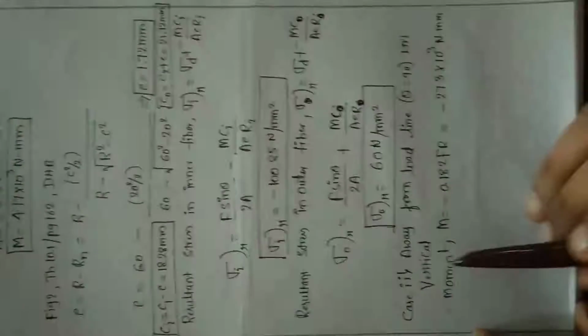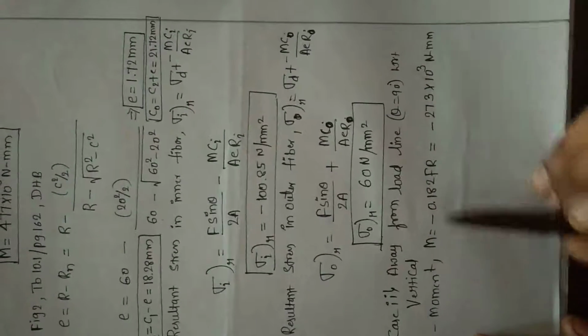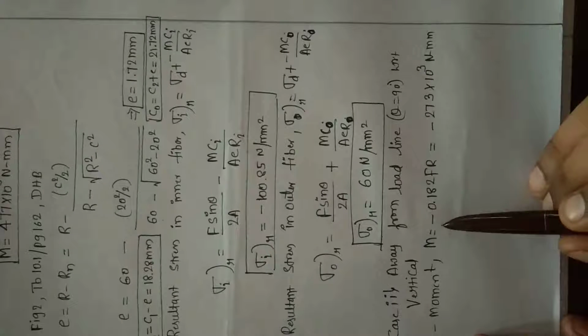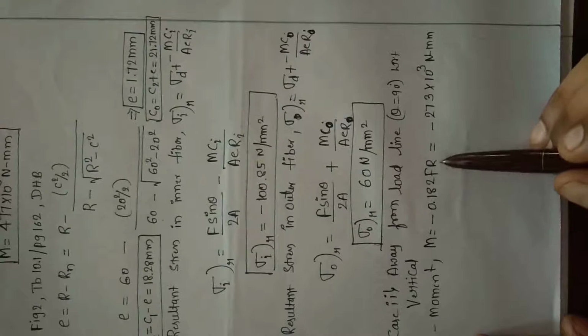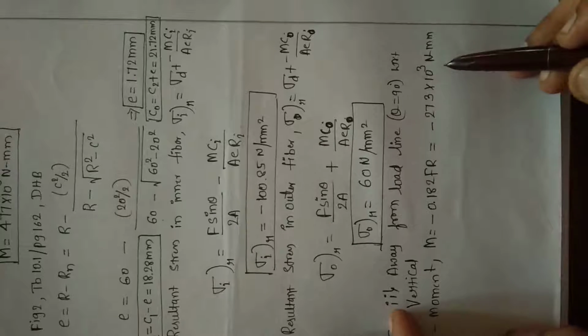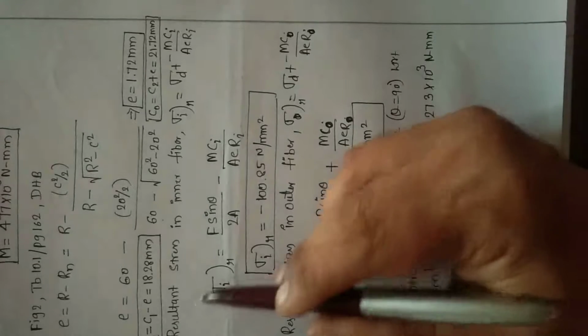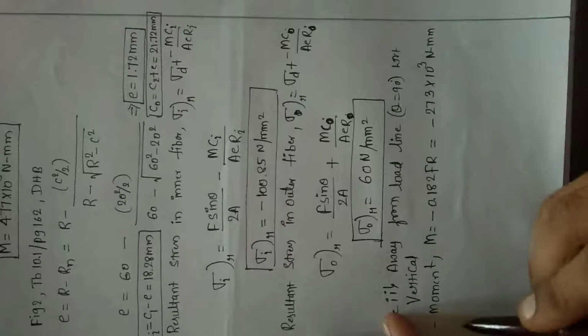Now, away from the load, when theta is 90 degrees with respect to the vertical, the moment is going to vary. The moment is minus 0.182 F into R, so this becomes minus 273 into 10 raised to 3 Newton mm. Now what will be the resultant stresses? The same formula we have here applies.